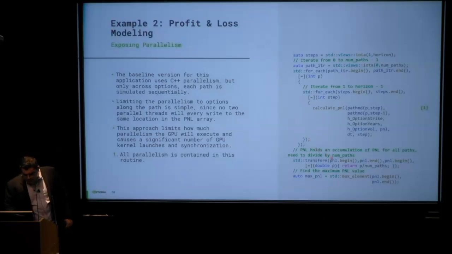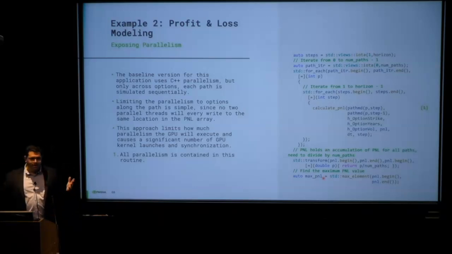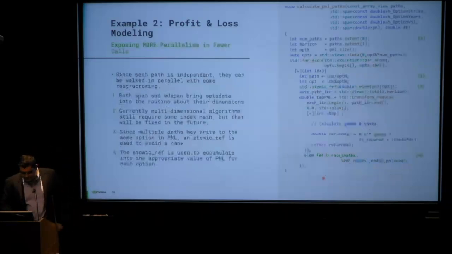Lastly, as you see here, we transform and do a reduce on this, then calculate the maximum P&L and an average to find the option with the highest profit and loss. The question here is: what if we parallelized across paths and options at once instead of doing this essentially double for each, if you will?